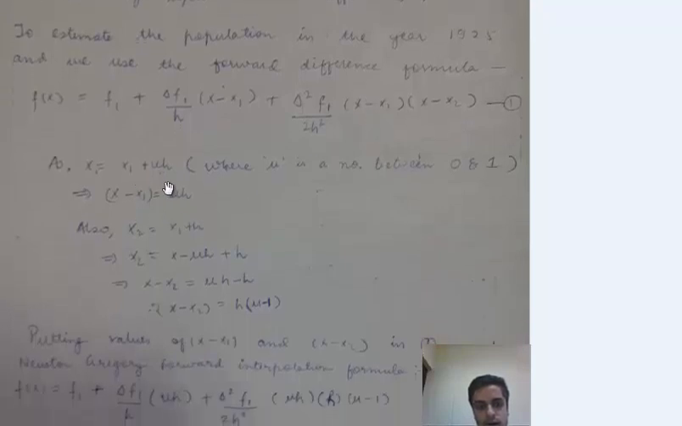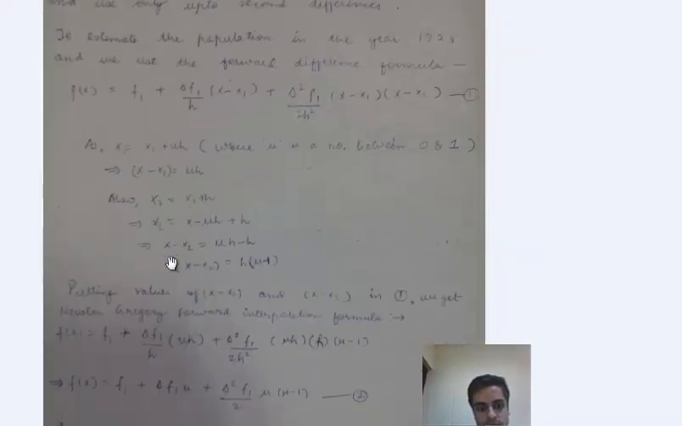As x is equal to x1 plus uh, where u is a number between 0 and 1, x minus x1 is equal to uh. Also x2 is equal to x1 plus h, so x minus x2 is equal to uh minus h. Hence we get the value of x minus x2 as h times (u minus 1). Putting the values of x minus x1 and x minus x2 in 1, we get the Newton-Gregory forward interpolation formula.